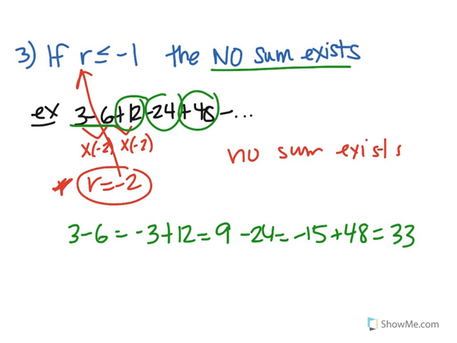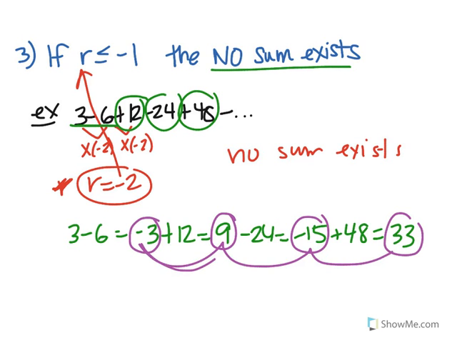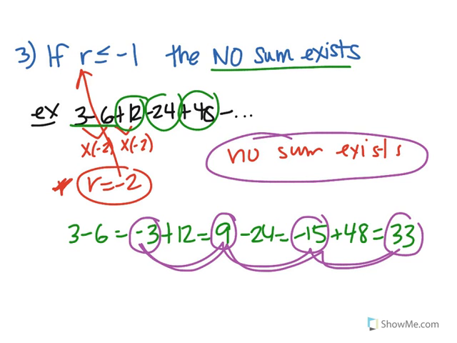What ends up happening is my first sum was negative 3, then my second sum was 9, and then my next sum was negative 15. What's happening is I'm not approaching a single number. I'm going from negative to positive to negative to positive. It's not approaching one number. So what happens is that the sum does not exist.